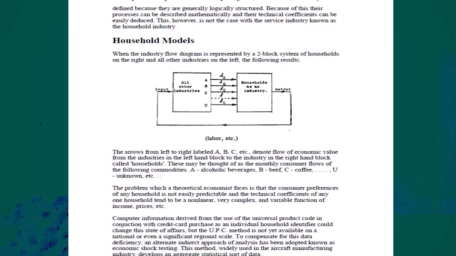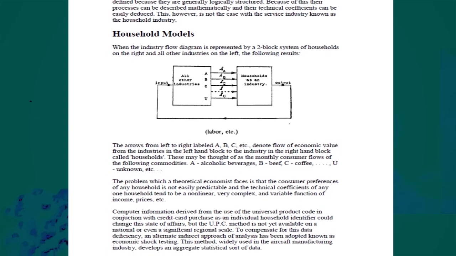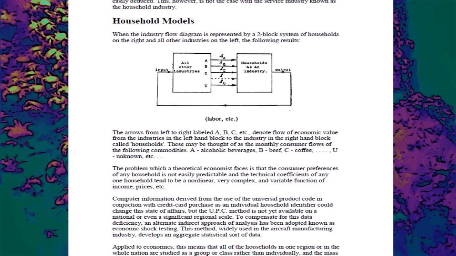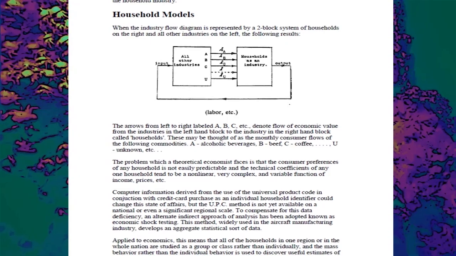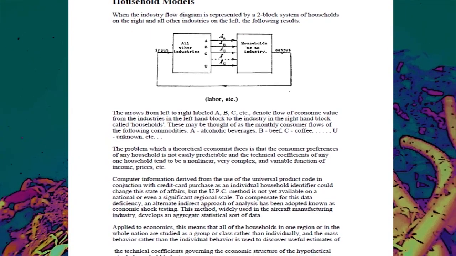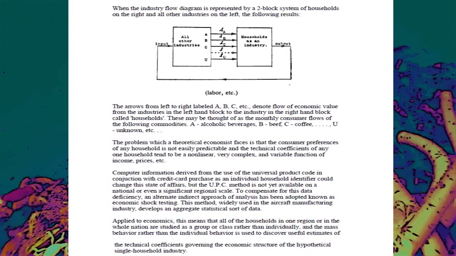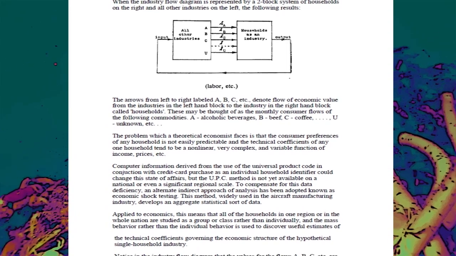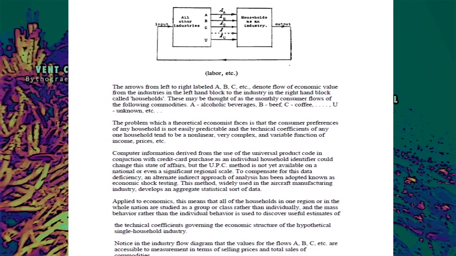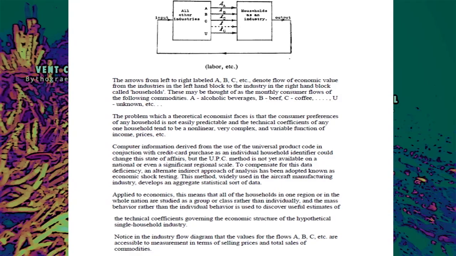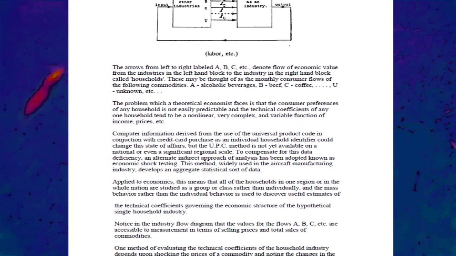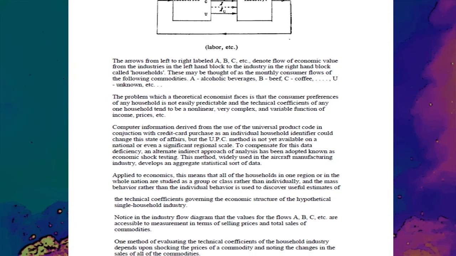To compensate for this data deficiency, an alternative indirect approach of analysis has been adopted known as economic shock testing. This method, widely used in the aircraft manufacturing industry, develops an aggregate statistical sort of data. Applied to economics, this means that all of the households in one region or in the whole nation are studied as a group or class rather than individually, and the mass behavior rather than the individual behavior is used to discover useful estimates of the technical coefficients governing the economic structure of the hypothetical single household industry.